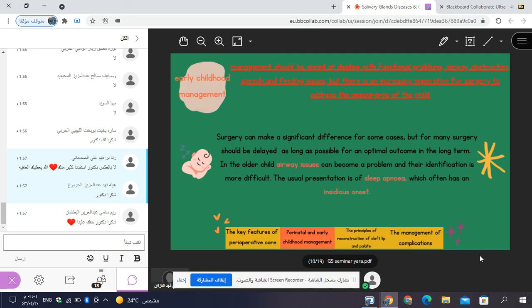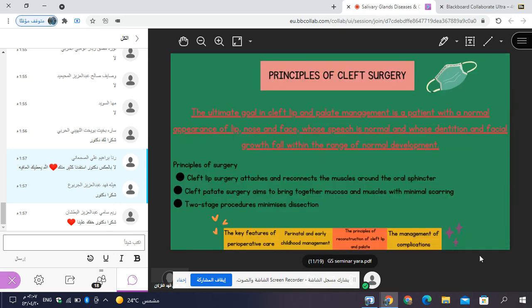So we're done now with the primary management. Then we move on to the reconstruction, which is the cleft surgery. So the ultimate goal of a cleft surgery, either cleft lip or palate, is that we will have a patient with a normal appearance of the lip, nose, and face. Speech has to be normal, and dentition and facial growth within the range of normal development.